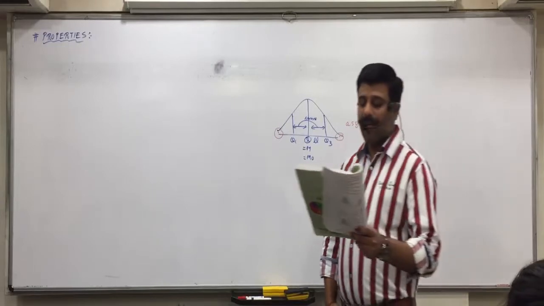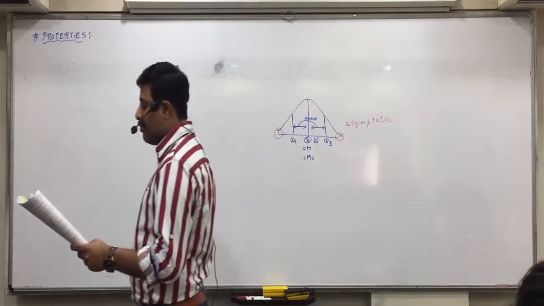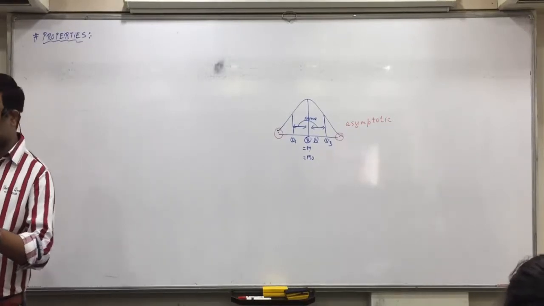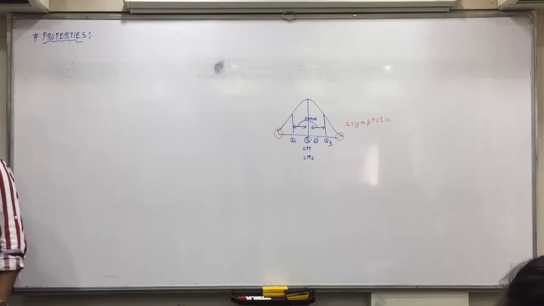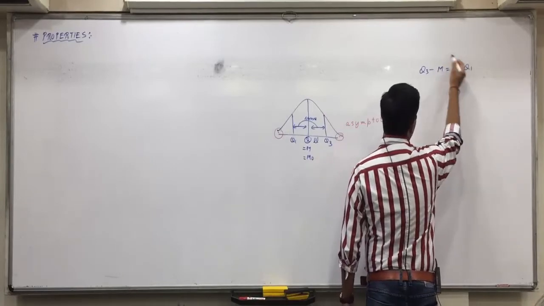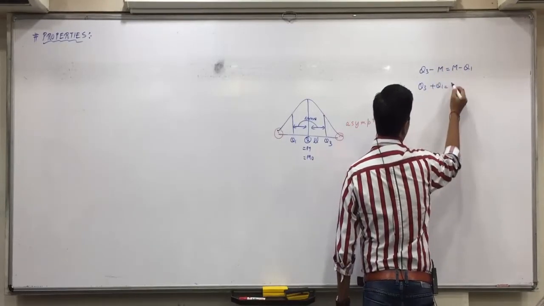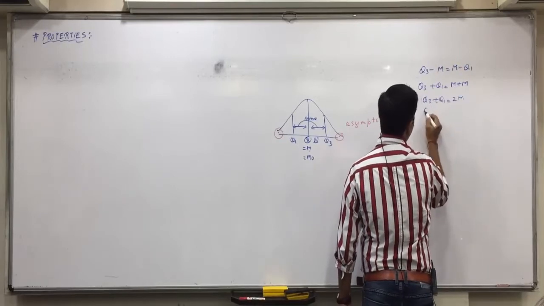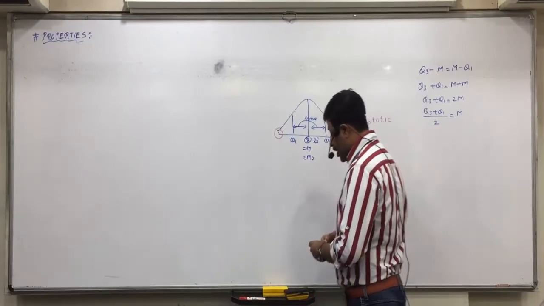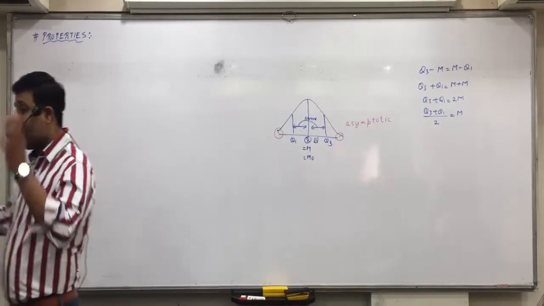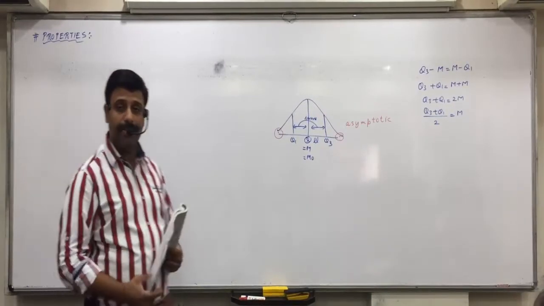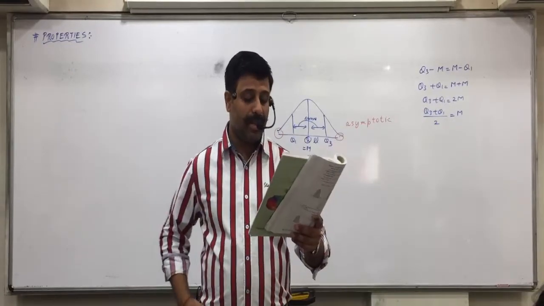For this distribution, the values of mean, median and mode are the same, so mu equals M equals mode. For this distribution, quartiles are equidistant from the median, that is Q3 minus M equals M minus Q1, so M is equal to Q3 plus Q1 divided by 2. See here, Q3 minus M equals M minus Q1. Taking minus M to the right side becomes M plus M, 2M, and 2 on the left side gets divided. So median is equal to the average of the two quartiles. In practical questions we will use this one: M equals Q3 plus Q1 divided by 2. So underline that.